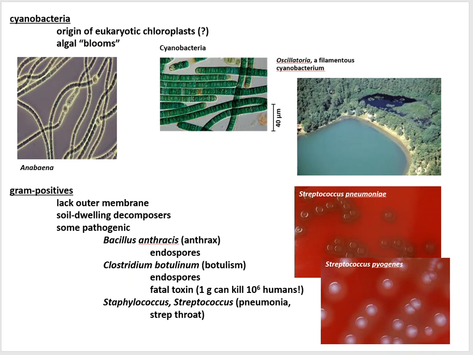The gram-positives, and I didn't say it was always just the gram-negatives, but two of the gram-positives that we really deal with are Streptococcus pneumoniae and Streptococcus pyogenes. They both lack that outer membrane. They're soil-dwelling decomposers. That's nice. That's the good. But there are some bad ones. There's the anthrax, botulism. That's a gram-positive. Clostridium botulinum is one of the ones that can make those endospores. Look how toxic it is. 1 gram can kill, is that a human? A million humans, right?